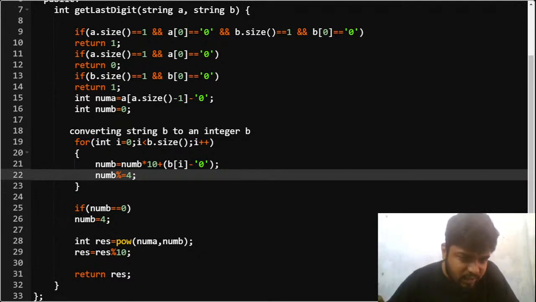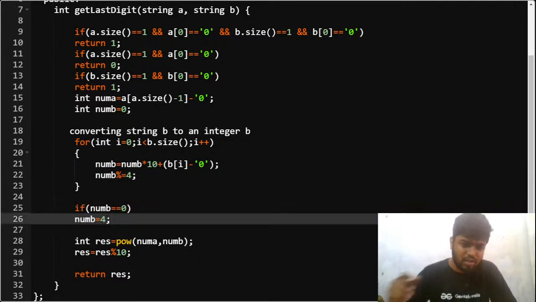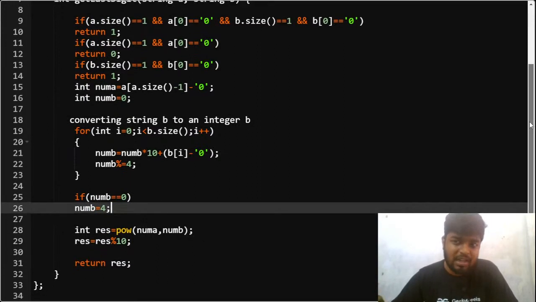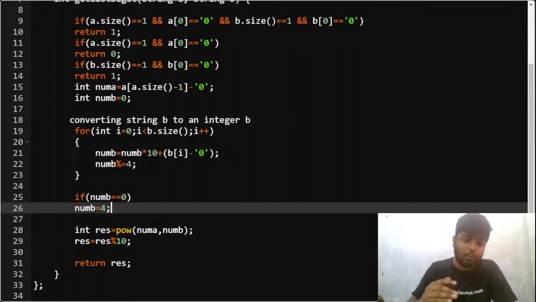After that, if num b is equal to 0, that means it was divisible by 4, so in that case it should be equal to 4. That is what we have discussed as an edge case. We might have made the mistake because the cycle starts from 1 2 3 4 and after that it repeats. So if it was 8, then it should be 4. If it is 12, then it should be 4. If it is anything divisible by 4, then it should be 4, right? Everyone will agree to this as well.